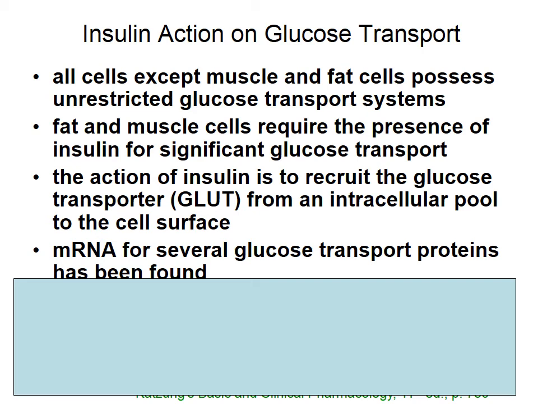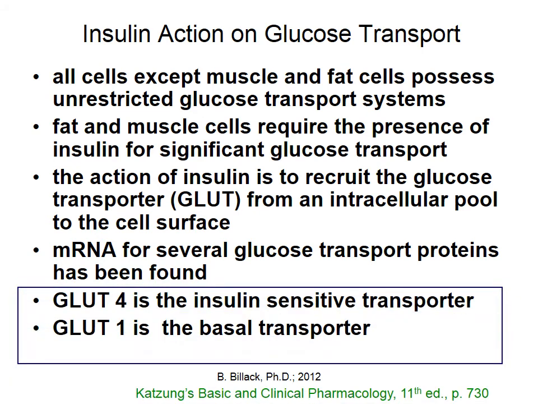The action of insulin in those targets is to recruit the glucose transporter 4 from the intracellular pool to the cell surface. But again, we can look at this as GLUT4 being the insulin-sensitive transporter. Sometimes I call it the high-throughput glucose transporter, while a GLUT transporter like GLUT1 found in all cells would be the basal transporter, low throughput, lets glucose in, but not to the same degree that GLUT4 does.